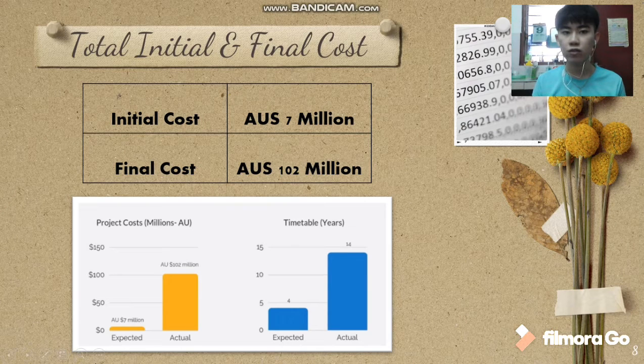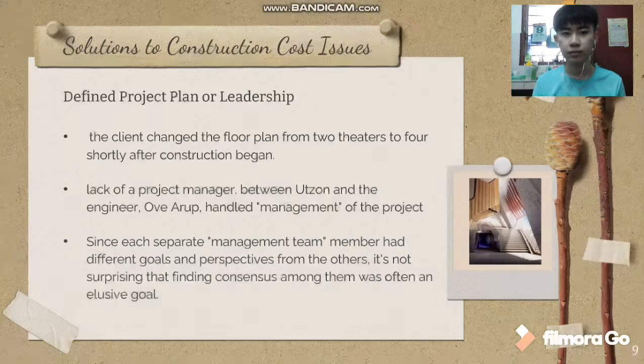Now this is the total initial and final cost. The initial cost estimate, as I mentioned, is 7 million, but the final cost is 105 million. There is a total of 95 million over budget, and the timetable shows that the expected time to finish is 4 years. However, it finished in 14 years. The overrun is 10 years.